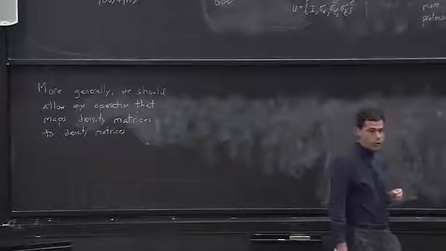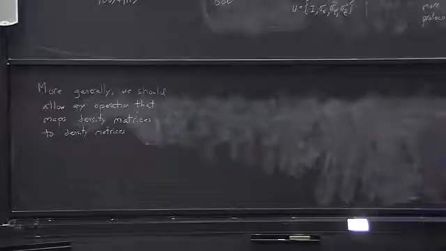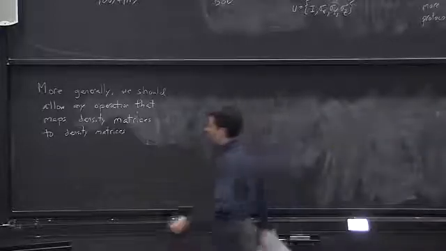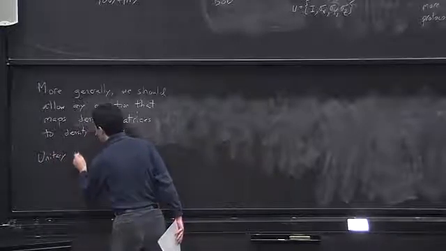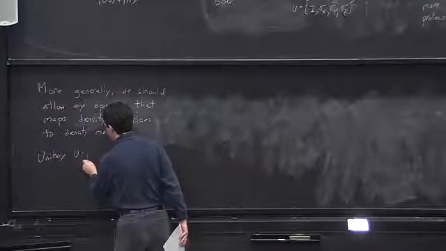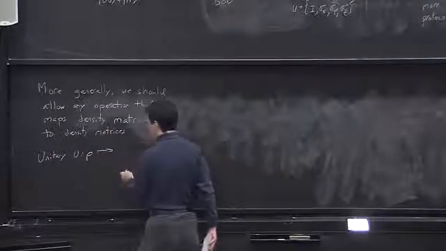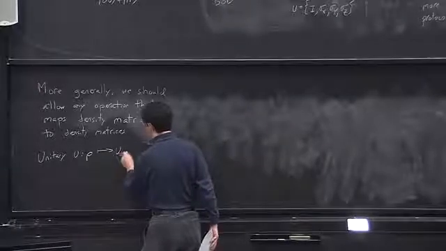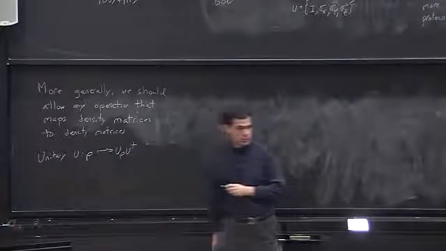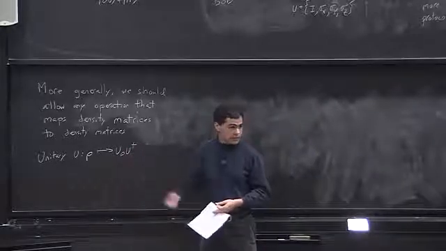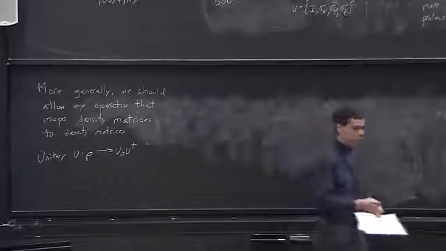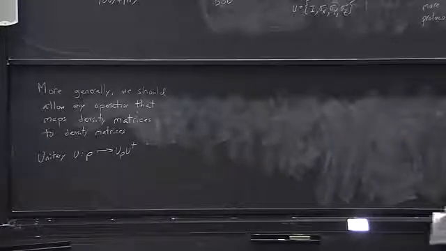Okay? So what is the most general operation that maps density matrices to density matrices? Well, certainly if you have a unitary, that works. If a unitary U is applied to a density matrix rho, it will map it to U rho U dagger. And U rho U dagger will again be a density matrix. OK, so that's good. That's the consistency.